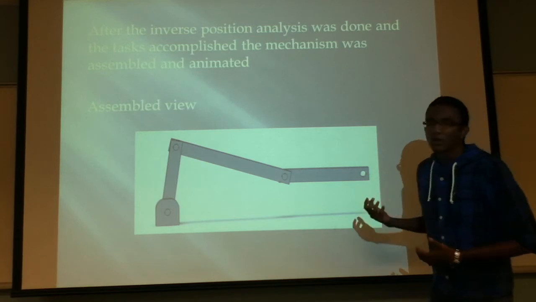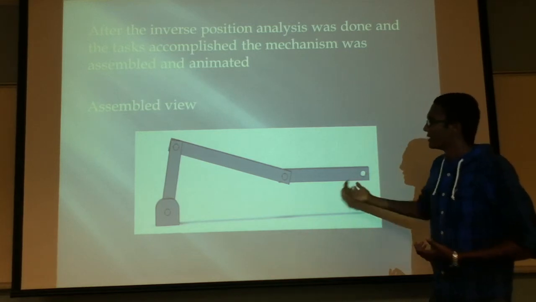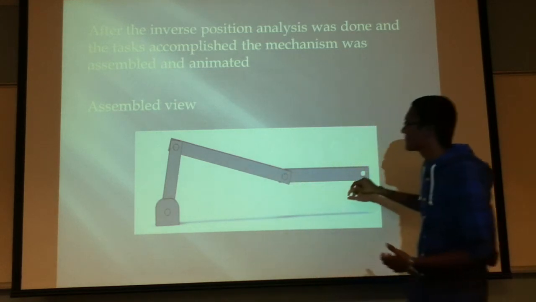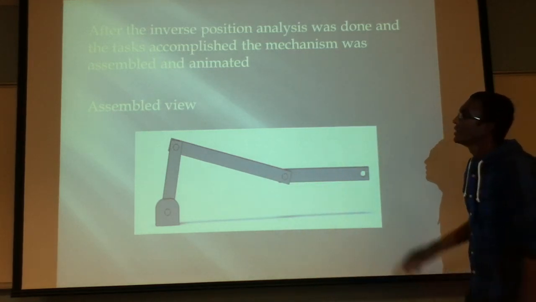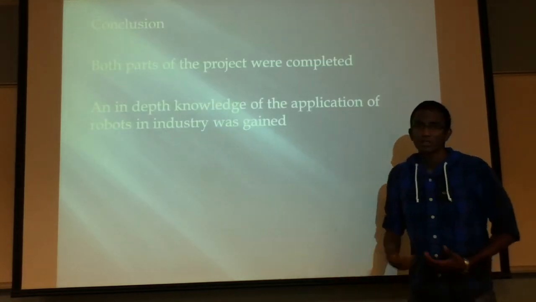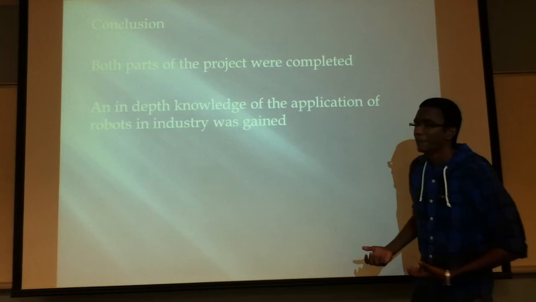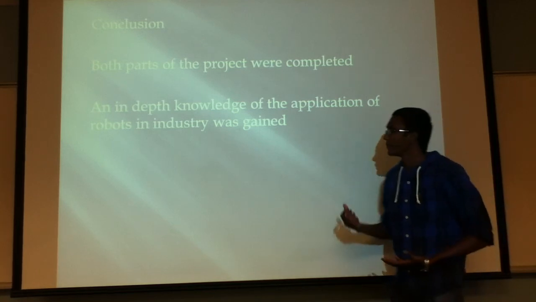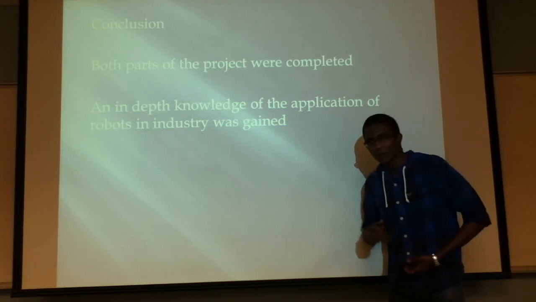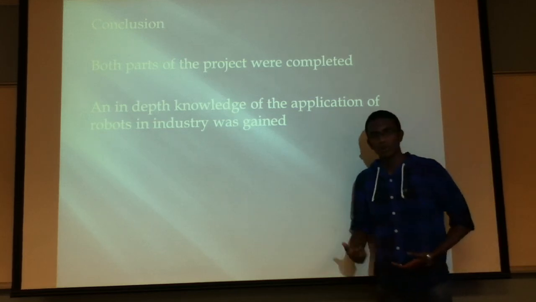After the tasks were accomplished, we animated the entire assembly, and this is how the assembled view looks with 3 revolute joints in the links. And in conclusion, I just want to say that both parts of the project were completed successfully, and an in-depth knowledge of the application of robots in industry was gained, and we also learned how to animate in SolidWorks and also to do motion studies.